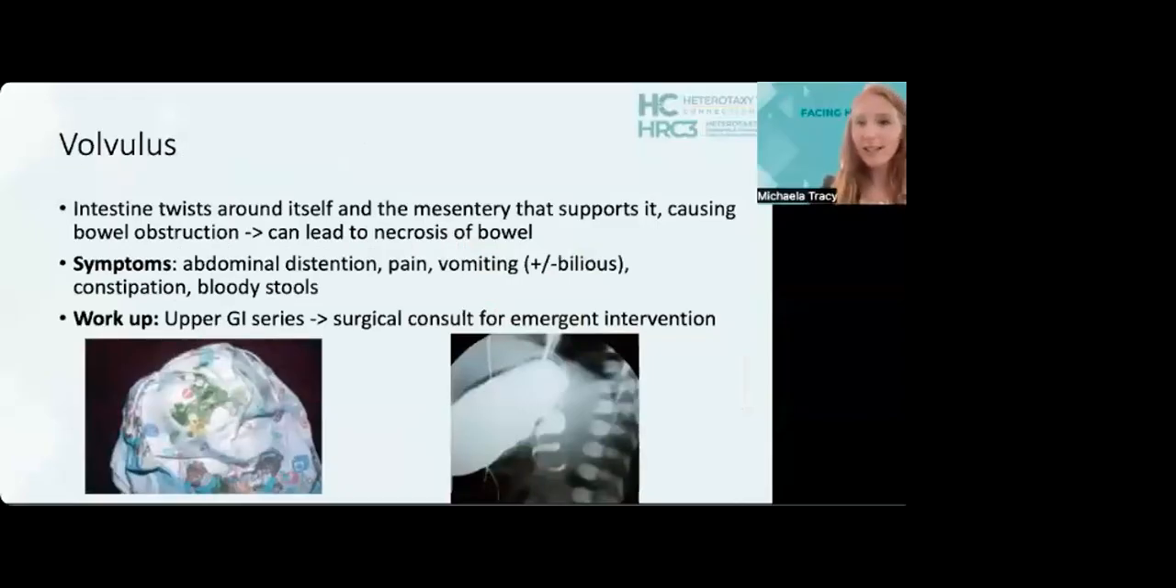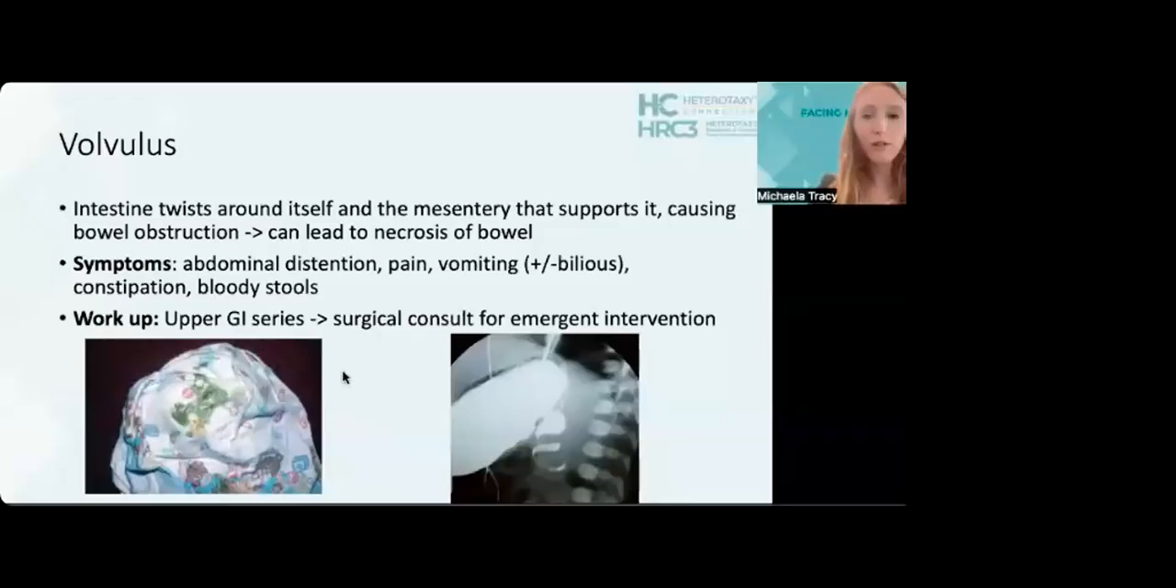The reason that this is such a hot topic is that it can lead to death or necrosis of the bowel, and in extreme cases can lead to sepsis and death. The symptoms are abdominal distension, meaning bloating, a big belly, pain, and vomiting, which may or may not be bilious. Bilious emesis is shown down here in this bright fluorescent green. Kids can show up as constipated and have bloody stools.